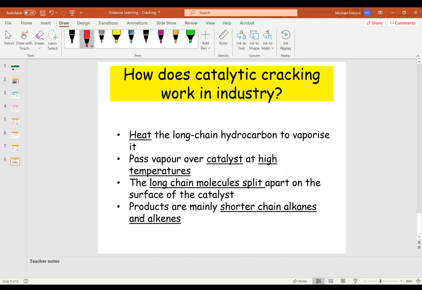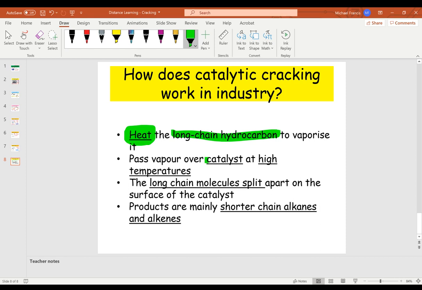So how do we do it in industry? Well, there are several important steps to this process. The first thing that needs to be done is our long chain hydrocarbon must be heated. The reason for that is that we need to vaporize it. We need to turn it into a gas.